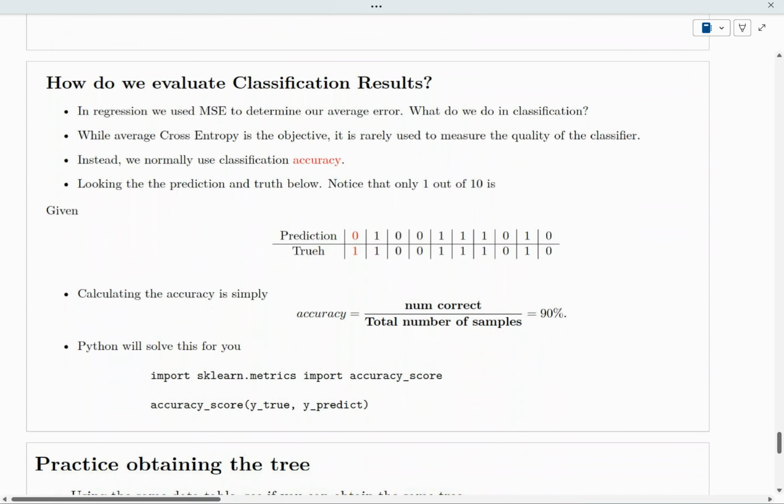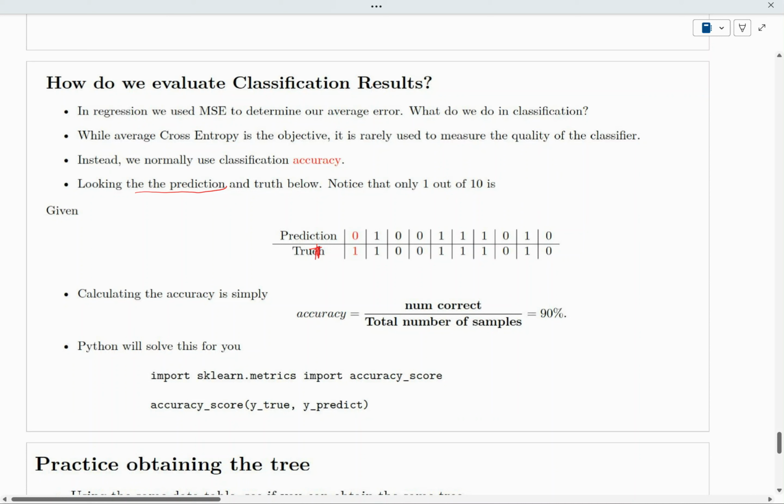Okay. And lastly, when we do classification, how do we evaluate the results? When we do regression, remember we use the mean square error to determine the average error. While cross entropy is the objective, very often we don't normally use cross entropy to measure the quality of the classifier. What we normally use instead is the classification accuracy. The idea is very easy. Let's look at the prediction and the truth.